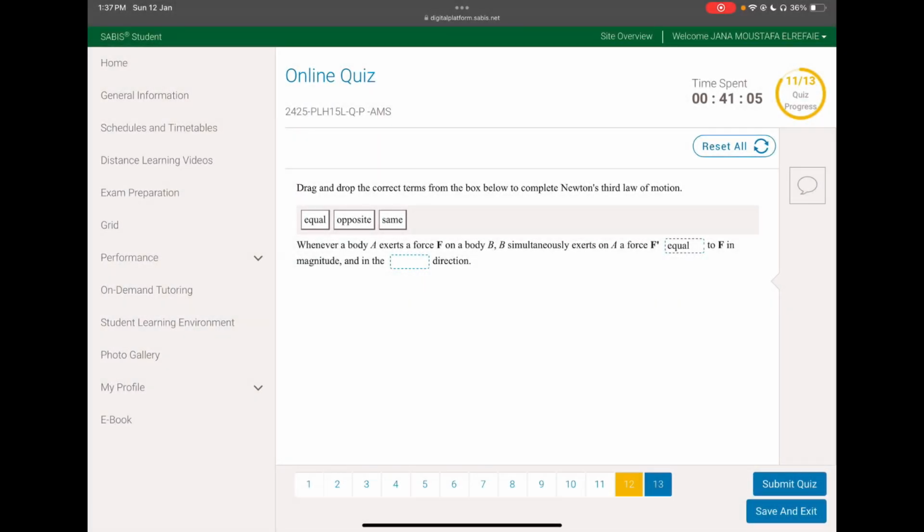Okay, number 12. Whenever a body A exerts a force F on a body B, B simultaneously exerts on A a force F, which is equal in magnitude and opposite in direction. This is the third question that we have like that, it's the same. So I think you guys got the concept.